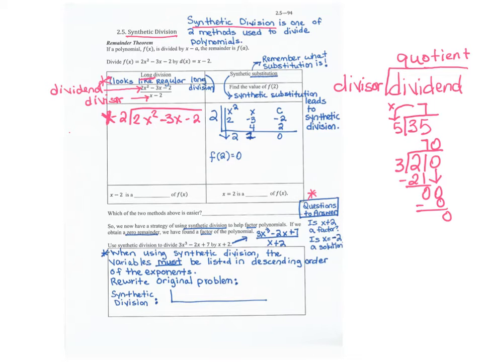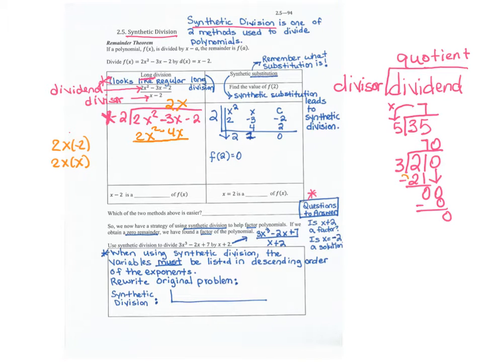And for some of us, if we can't see what we're doing up here, we could come over to the side and say 2x times negative 2, and then 2x times x, because I'm multiplying it by both terms of my divisor. Well, 2x times negative 2 is negative 4x, and then 2x times x would be 2x squared.